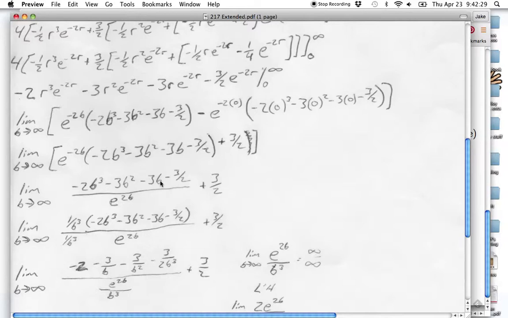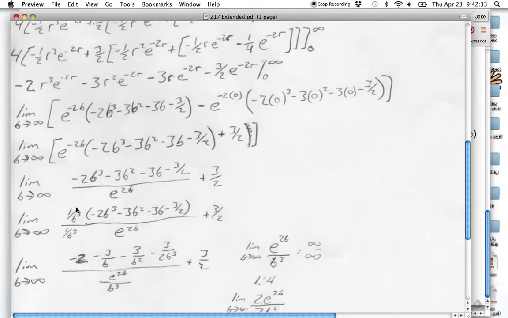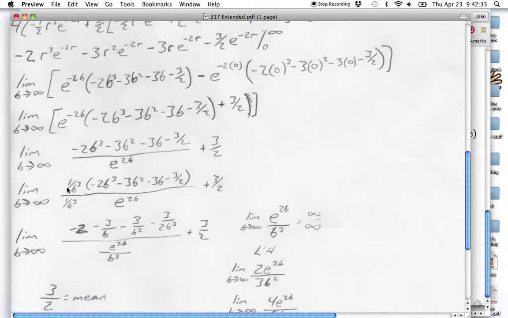And now I'm dealing with a limit. I've got this piece over here that's constant. Just to make it easier to see, I multiplied by 1 over b cubed over 1 over b cubed. That's just a fancy 1, so it doesn't change the value. And then when I distribute that through, I get this on top, and then I get this in the denominator.